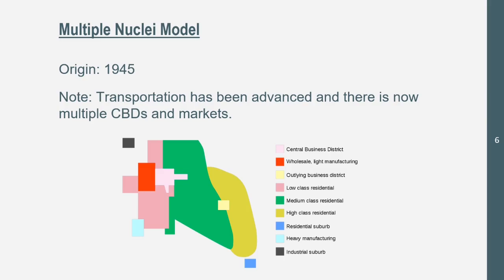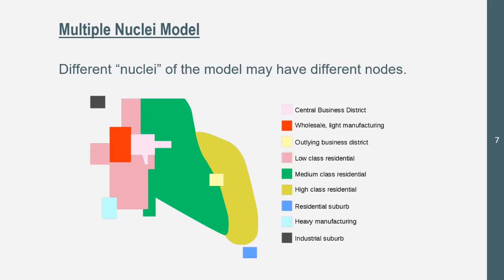However, they may have transportation to get to those cities. That's something this model takes into account that the last two didn't really have. So that's very cool to know. Now, different nuclei of the model may have different nodes.